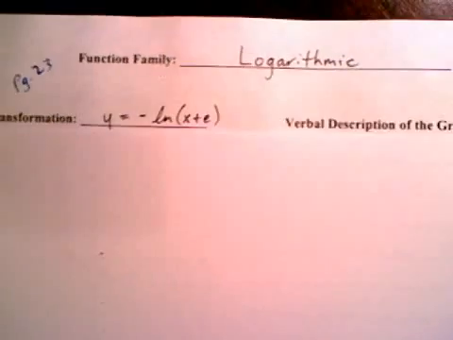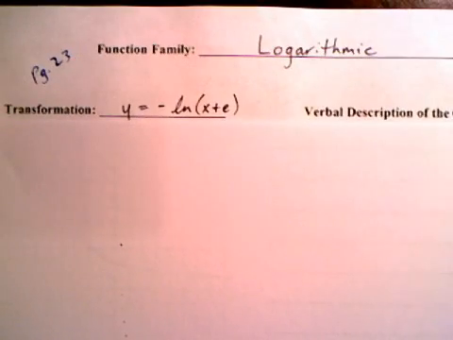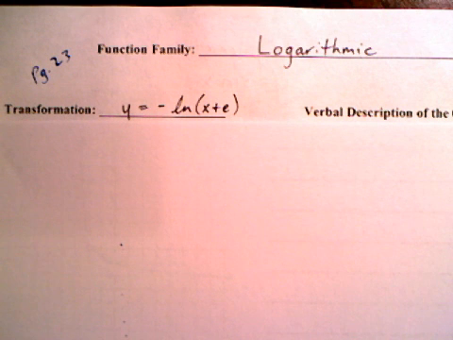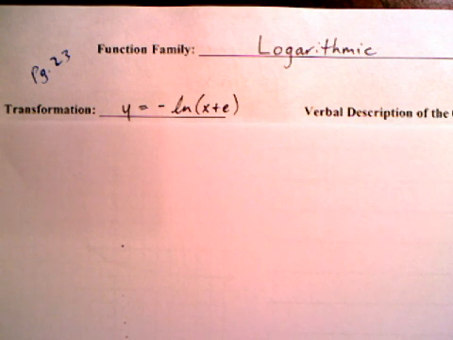So the logarithmic function transformation. Pause the video, write it down. On page 23, and again, the back of this page is going to be the trig parent function. So if you can set up your printer to print back to back, it'll make your cosmic catalog look a lot better. Okay, so here we go. Negative ln x plus e.